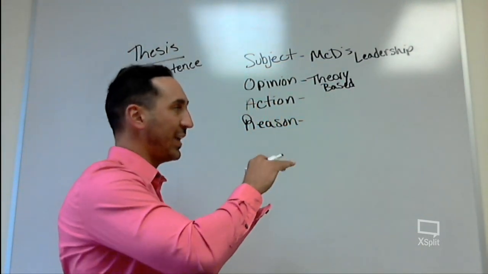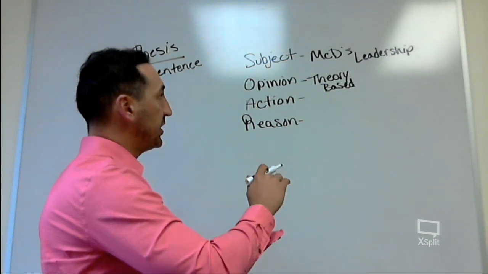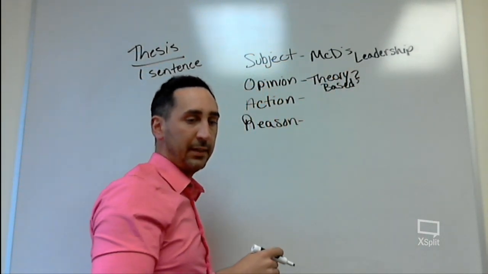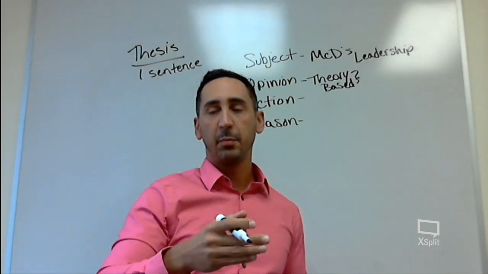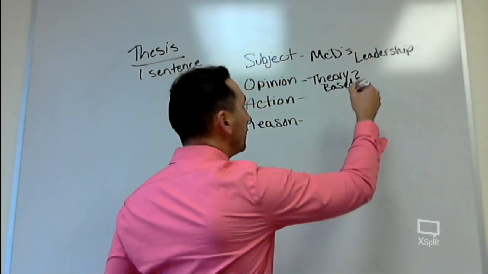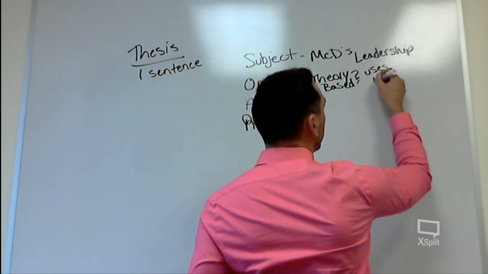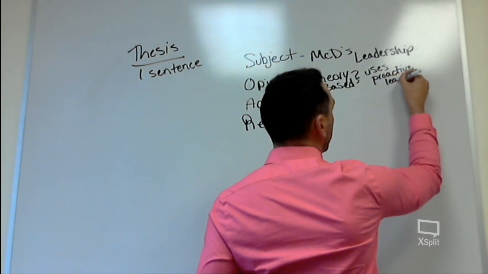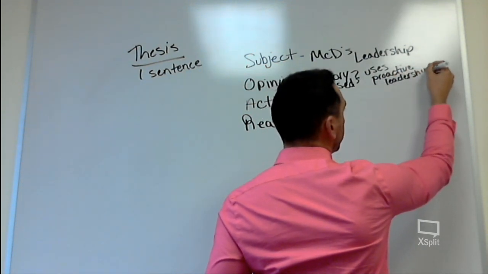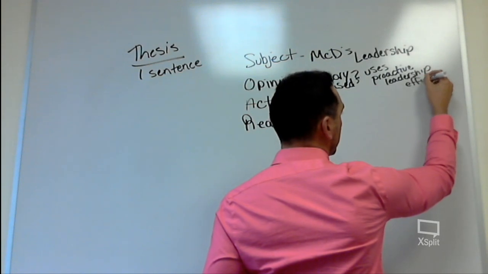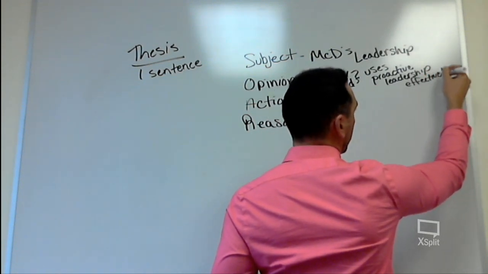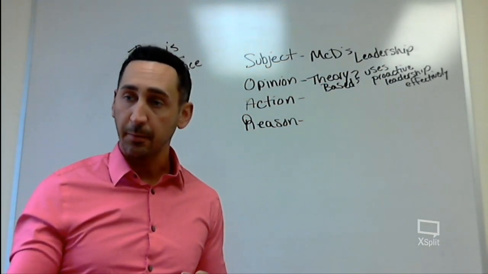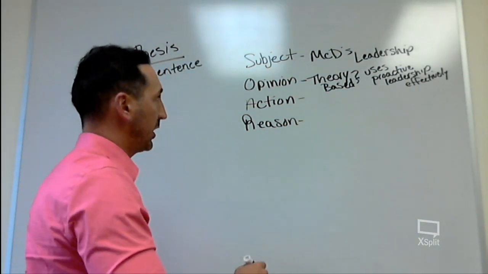Anyways, the action, I do that last. And then the reason, well, sorry, let me go back here. I'm going to use habit 1, but I'm going to call it proactive leadership. So I'm going to say that McDonald's uses proactive leadership effectively. So that's my opinion. And then the action, again, I'll tell you that in a second, but the reason.